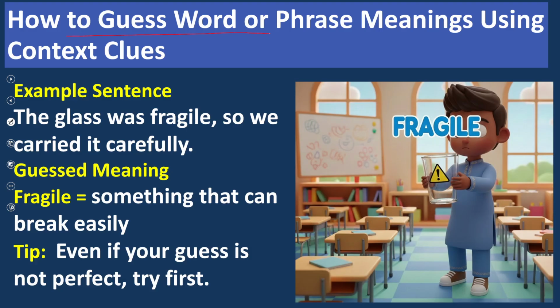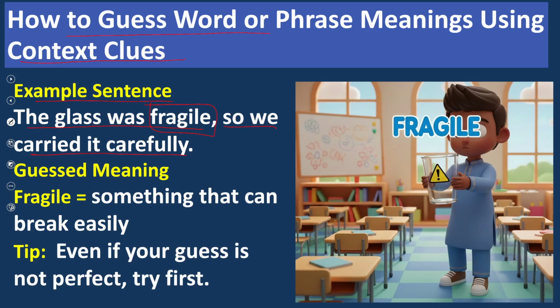How to guess word or phrase meaning using contextual clues. Look at this example sentence. The glass was fragile, so we carried it carefully. Now, here, deliberately a difficult word is used, that is fragile. The glass was fragile, so we carried it carefully. So, this is the second sentence.